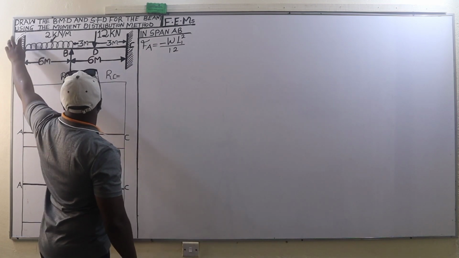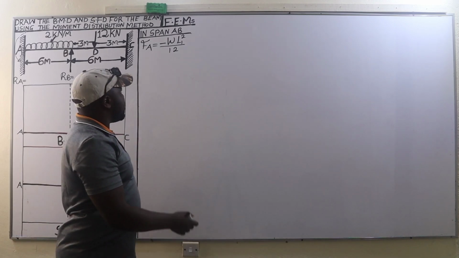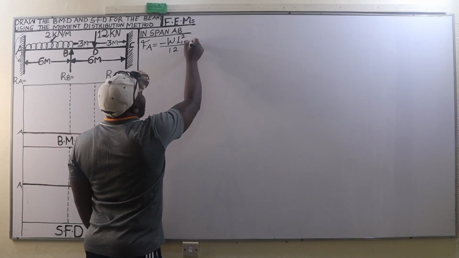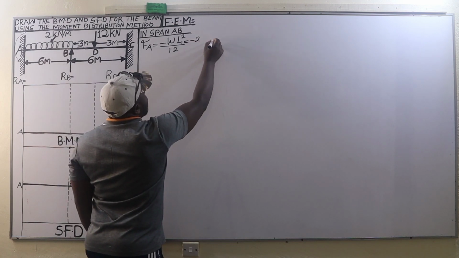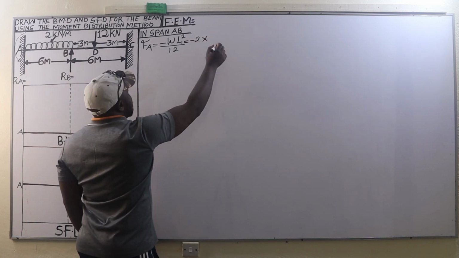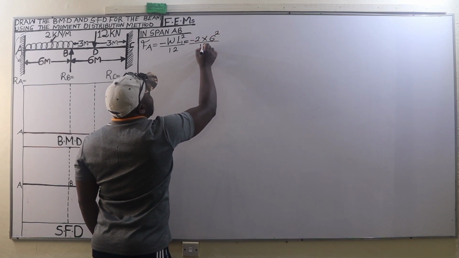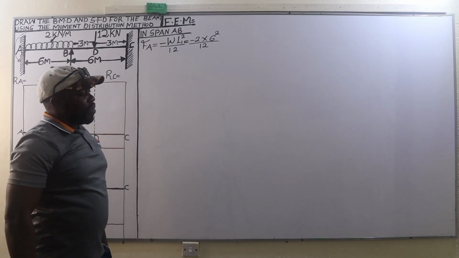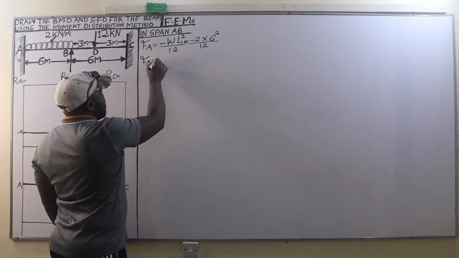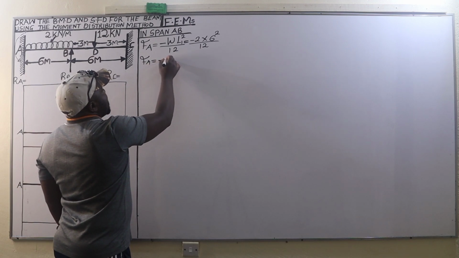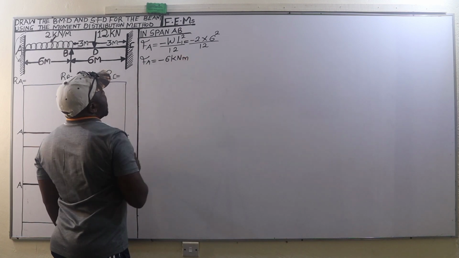Negative because the fixed end moment at A is an anti-clockwise moment, and therefore this is going to give us a W, which is 2 kilonewtons per meter, therefore negative 2 multiplied by L1, which is 6 meters, so 6 squared. We divide that by 12, and when we do so, we are going to get a fixed end moment at A of negative 6 kilonewton meter.